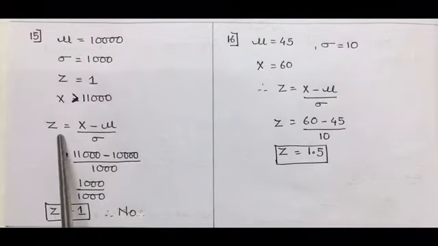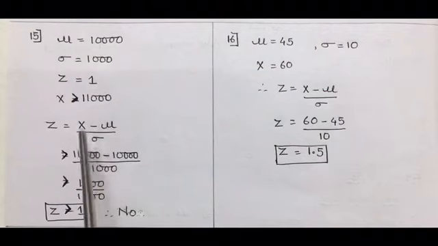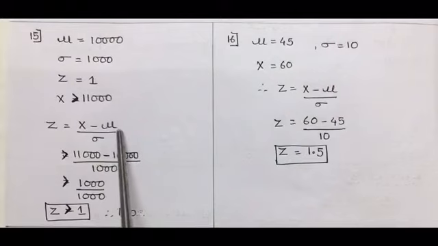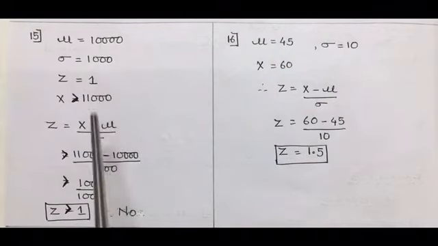Now the formula of Z is X minus mu upon sigma. But as the value of X we are using is more than 11,000, Z will be greater than 11,000 minus 10,000 divided by 1,000. We are keeping the values of mu and sigma. 1,000 upon 1,000, we got it. So Z we got to be greater than 1 but not equal to 1. Hence this statement is not true.